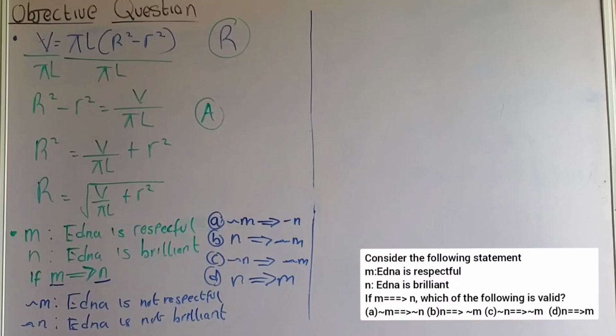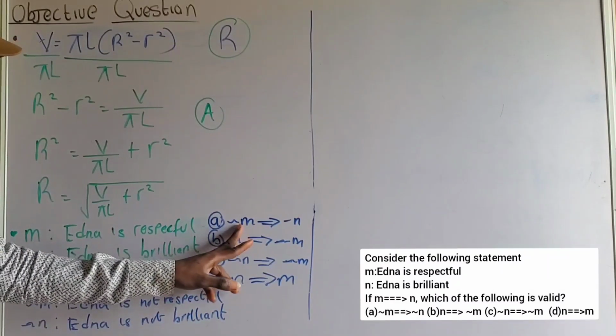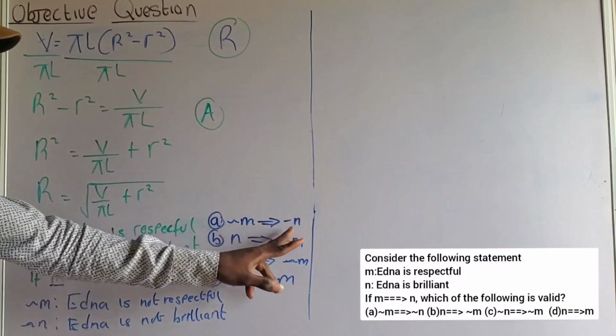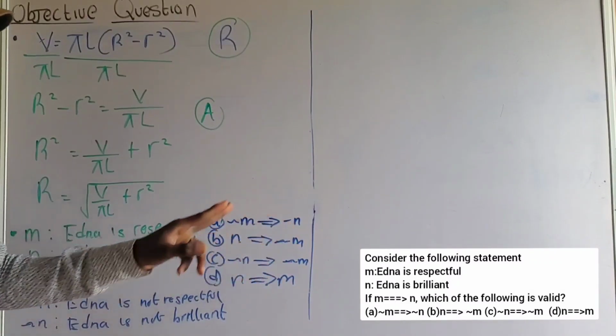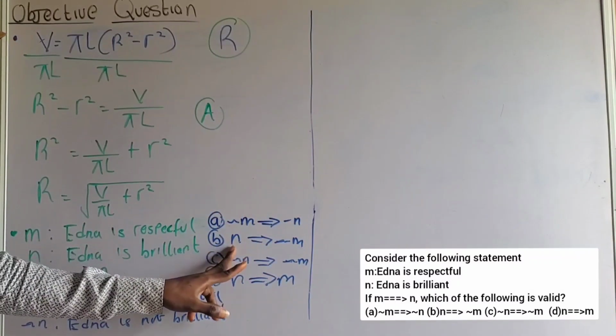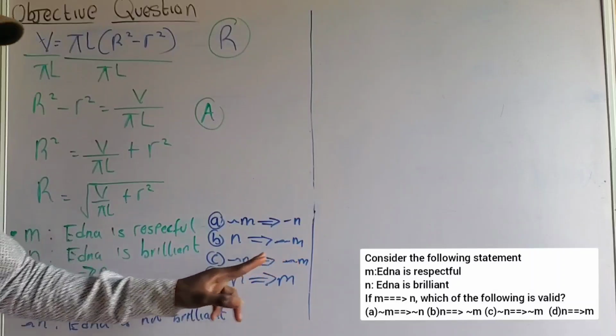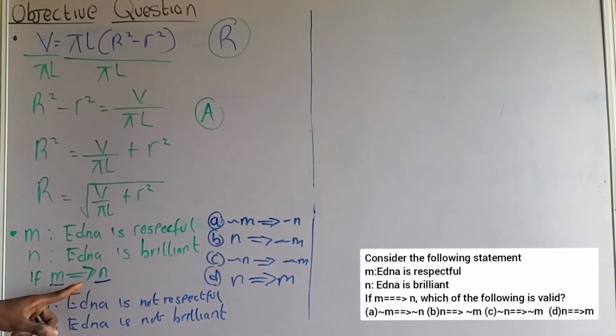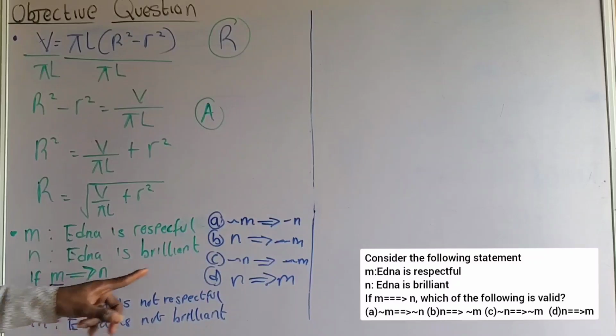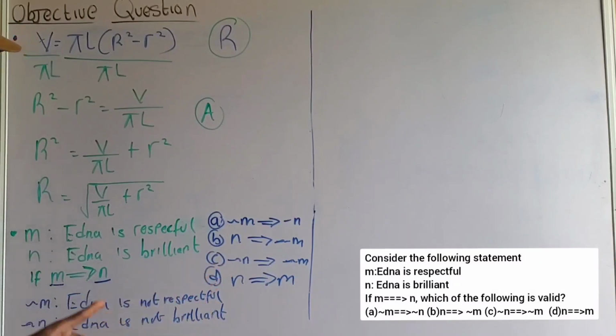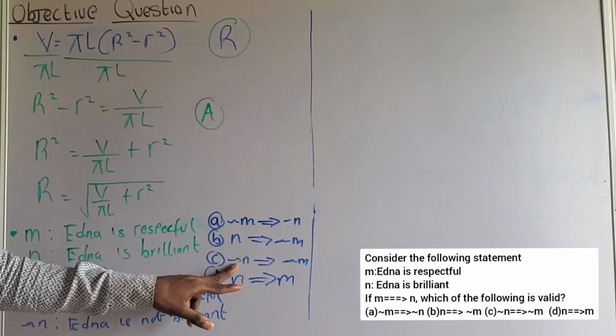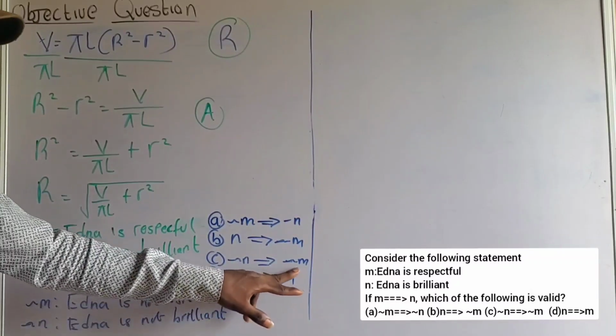Okay, let's look at option A. Ednan is not respective, Ednan is not brilliant. This cannot be the right answer. Option B, Ednan is brilliant, but Ednan is not respective. It doesn't give validity to what we have here, so it cannot be the right answer. Option C, you can see this is the negation sign. Ednan is not brilliant and Ednan is not respective.